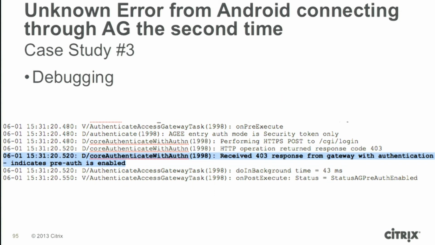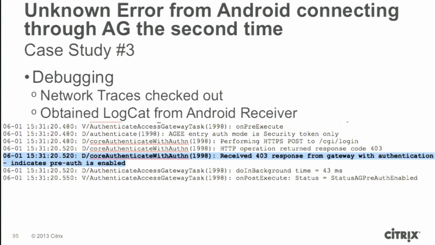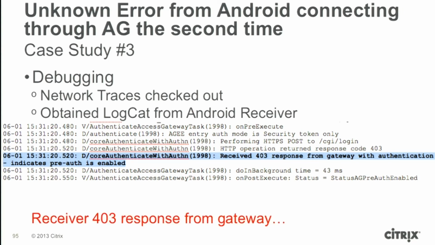So first we verified the network traffic with a network trace, and nothing out of the ordinary appeared there. Then we gathered the Logcat log while the issue occurred. And we noticed this receiver 403 response from the gateway authentication error.